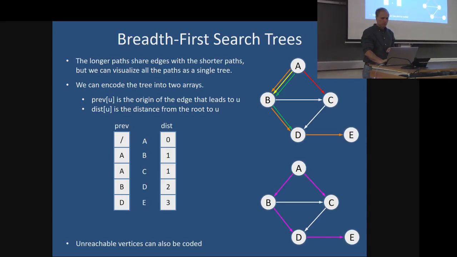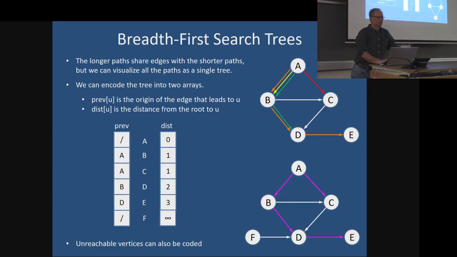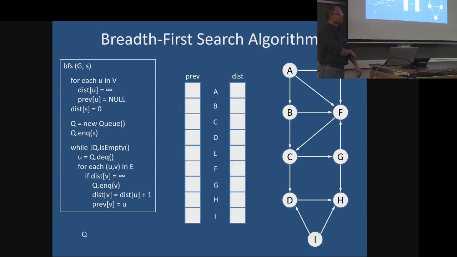And it's possible that some vertices could be unreachable. So F is unreachable right there. No matter where you start from A, F is unreachable. And so it shows up in here as having no parent and being an infinite distance from the root. A, of course, has no parent, but it has a distance of zero from the root. So that's how you can tell the difference between A and something that's unreachable. Okay, so that's what I struggled to do when I couldn't get the animation to work.